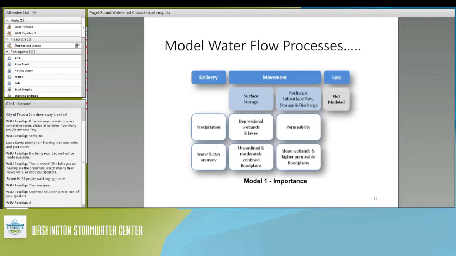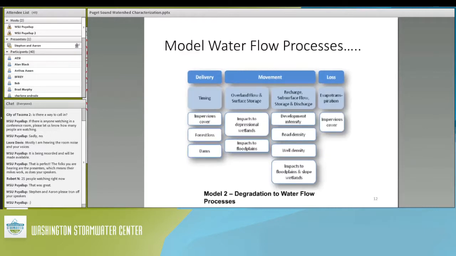And so there are indicators for delivery, such as precipitation and rain and snow areas. There are indicators for how water moves and is controlled, such as depressional wetlands, and other areas such as permeability of soils and superficial deposits, which determine how much recharge will occur. So we can model all those by using indicators that are readily available in databases for Puget Sound.